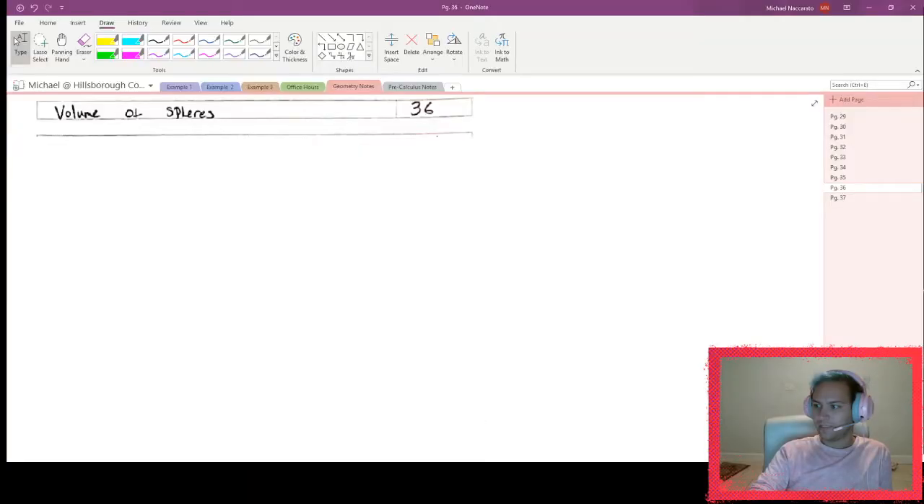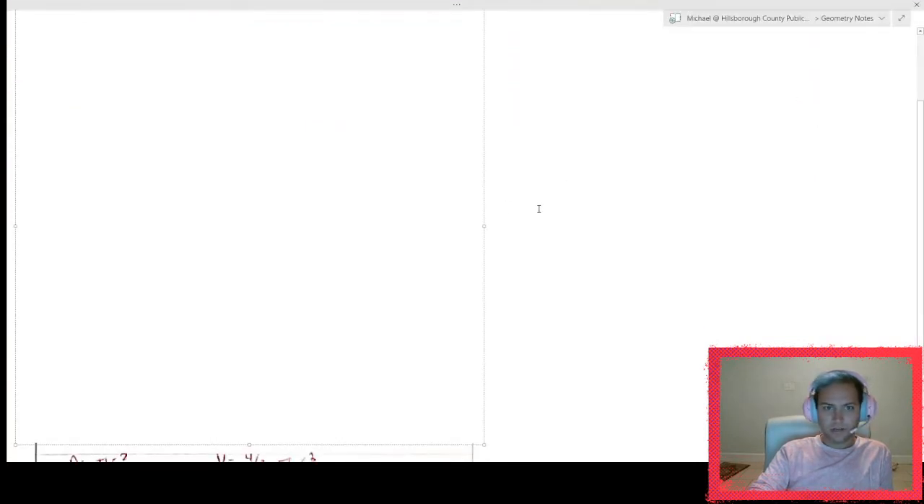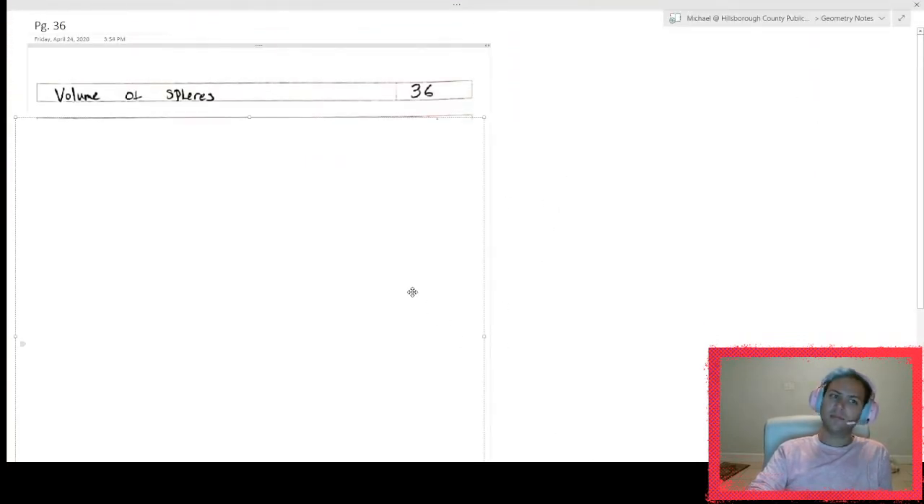Okay, so we are on page 37 today. We're talking about... nope, we're on page 36, sorry. We're talking about volumes of spheres. Let me flip over to that for you. There it is, volumes of spheres, page 36. Volumes of spheres is pretty easy. Compared to what we've been doing, volumes of spheres is a piece of cake. So let's just jump right into it.